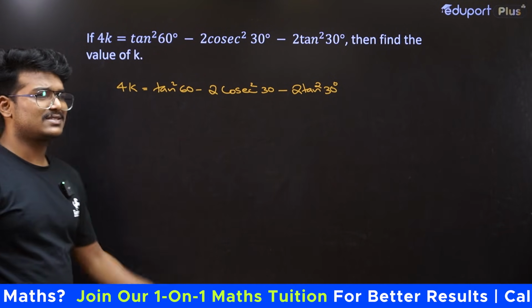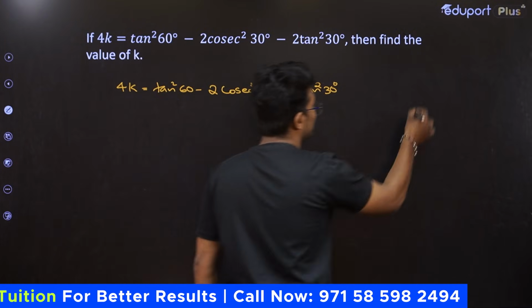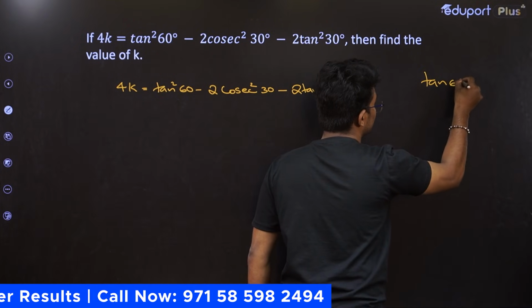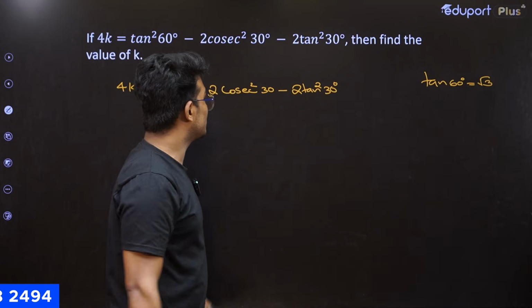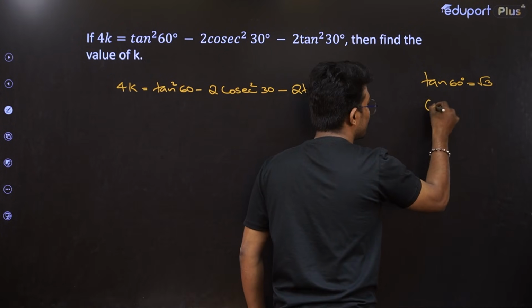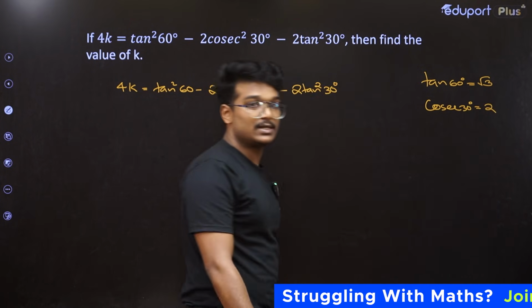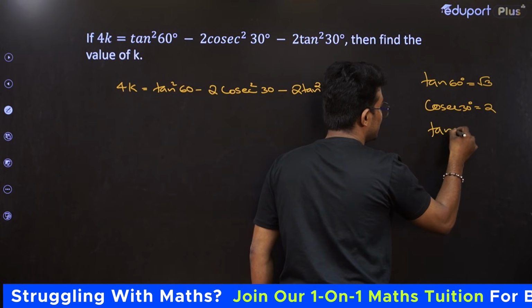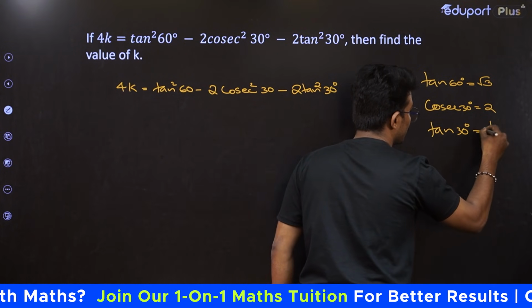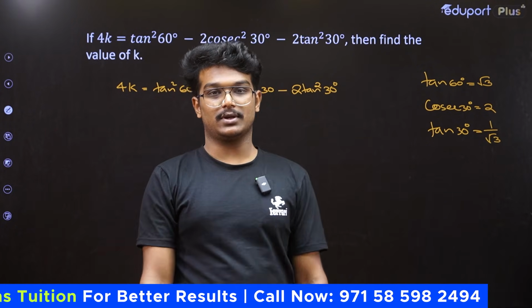Okay, tan 60. What is the value of tan 60? Tan 60 degree is equal to root 3, and cosec 30 degree is equal to 2. And the last one, tan 30 degree is equal to 1 by root 3.